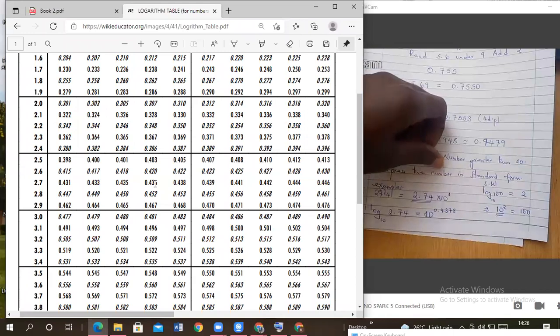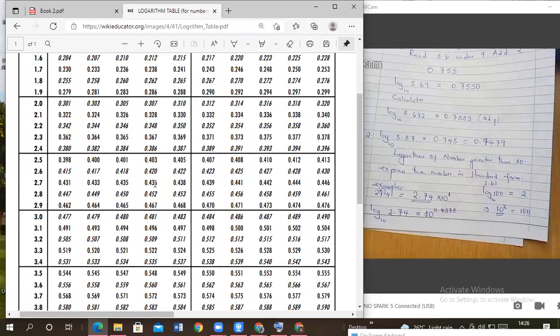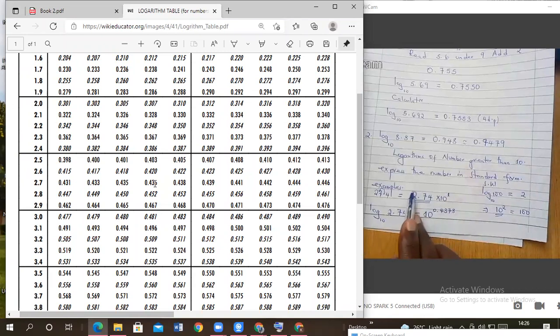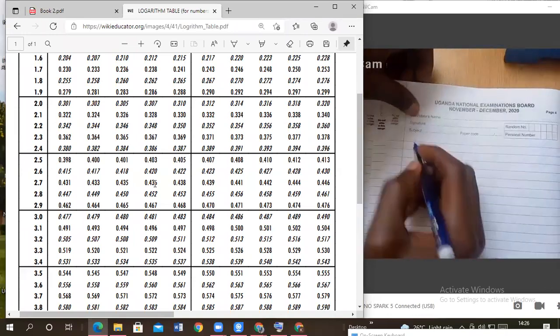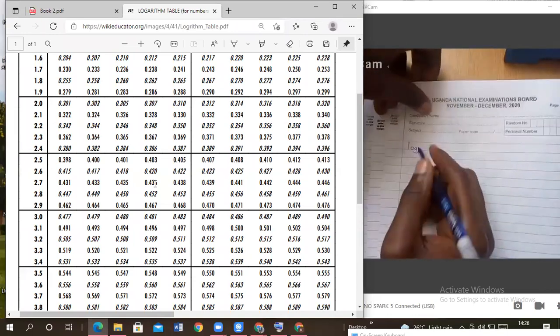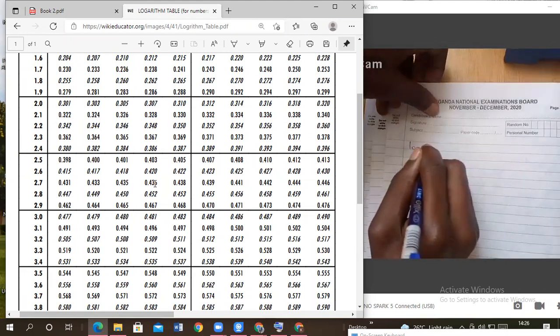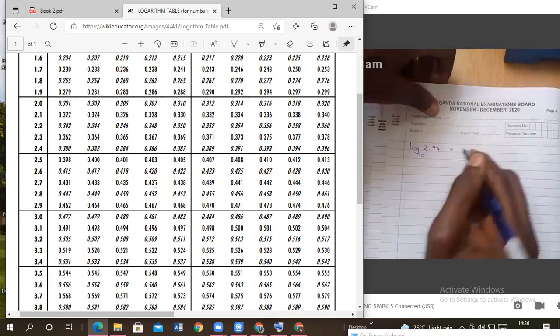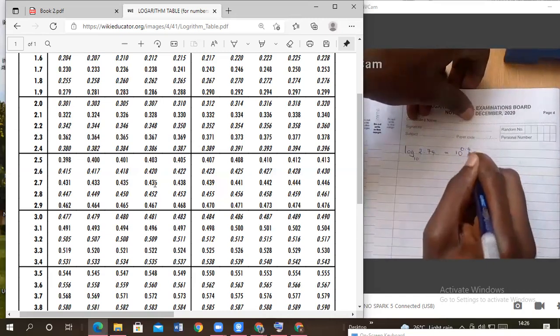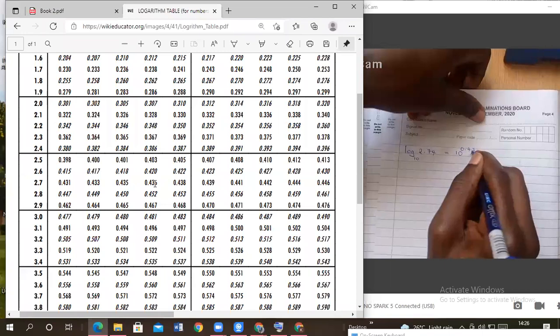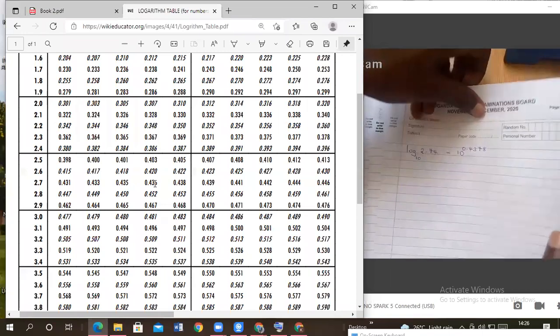0.4378. That one is to 4 decimal places. Remember what you have got: you have got only 2.74 for this one. So you are going to say log to base 10 of 2.74 is equal to 0.4378.